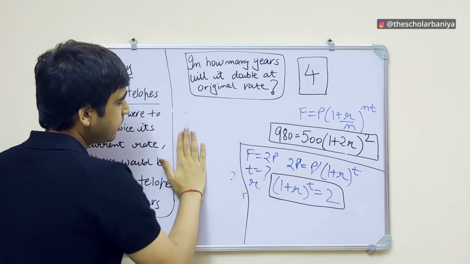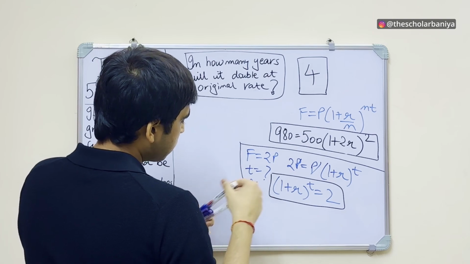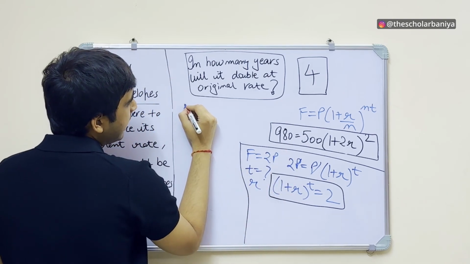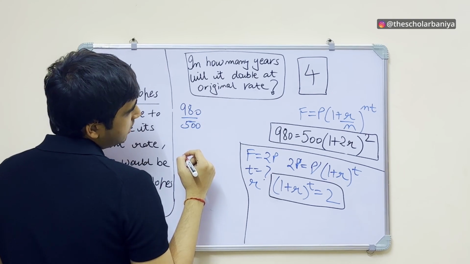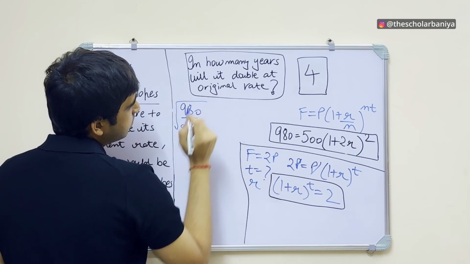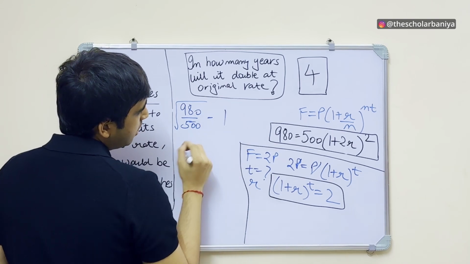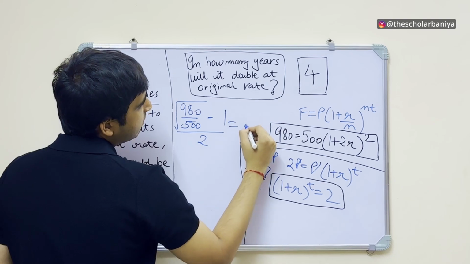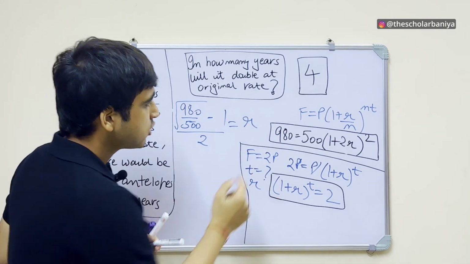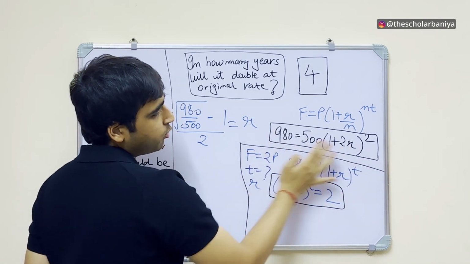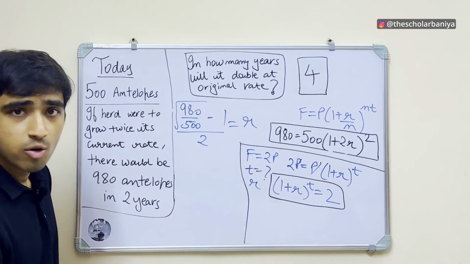Right. So tell me one thing. What will r be? So this becomes the square root of 980 upon 500, minus 1, all upon 2. This will be the value of r. I hope this should be clear. There should not be any confusion. So 980 upon 500, we take the square root on both sides, then minus 1, then divide by 2. This will give us the value of r, right?